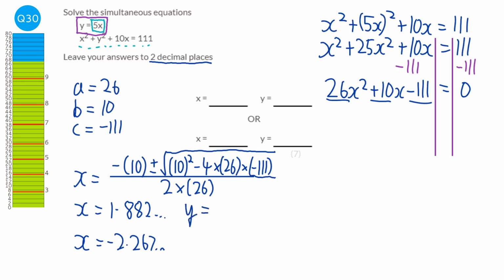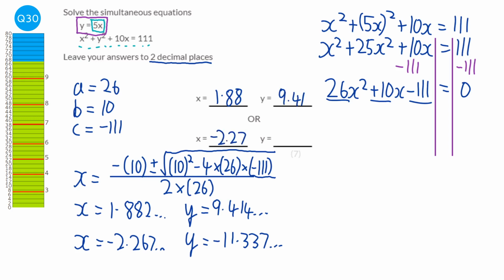So all we need to do is multiply these x values by 5. We times the first one by 5, and we get 9.4414 and so on, and times the second solution of x by 5, and we get minus 11.337 and so on. When we round those to 2 decimal places, which is what the question asks, we have 1.88 and 9.41, and minus 2.27 and minus 11.34.